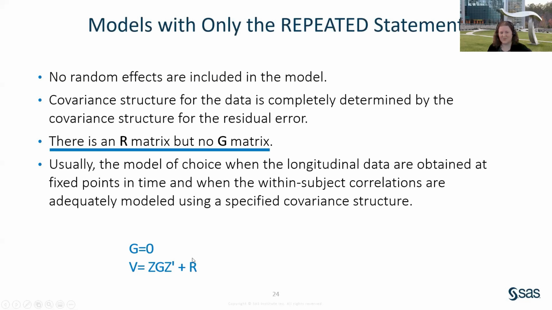So G, you might remember we saw this formula earlier. We just fit a model where G is 0. So this whole term goes away. And the variance covariance matrix of our outcome, of our data, is just equal to R. Now, this is a great type of model. This type of model is going to work really well if one of the specified covariance structures in SAS is what you want. This works really well when you have a smaller number of time points as well.